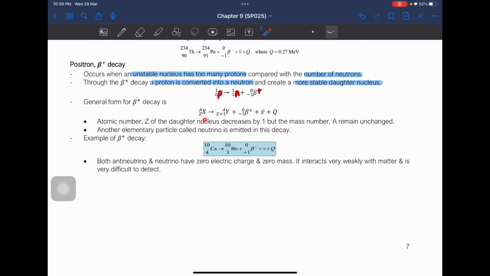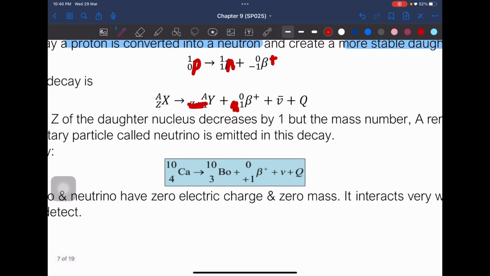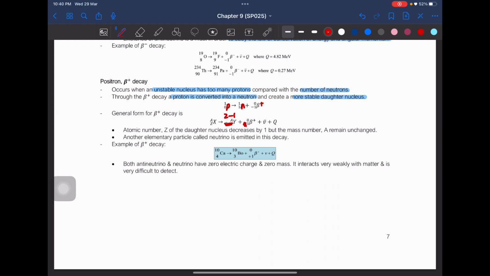Okay, so this is an example of positron decay. And this one shouldn't have any negative. I'm just going to use red so that I know I need to correct that. Okay? So here it will lose 1 electron. Oh, I copy-pasted this. That's why there are many mistakes. It should be 7 minus 1. Okay, so the atomic number of the daughter nucleus decreases by 1, but the mass number remains unchanged.